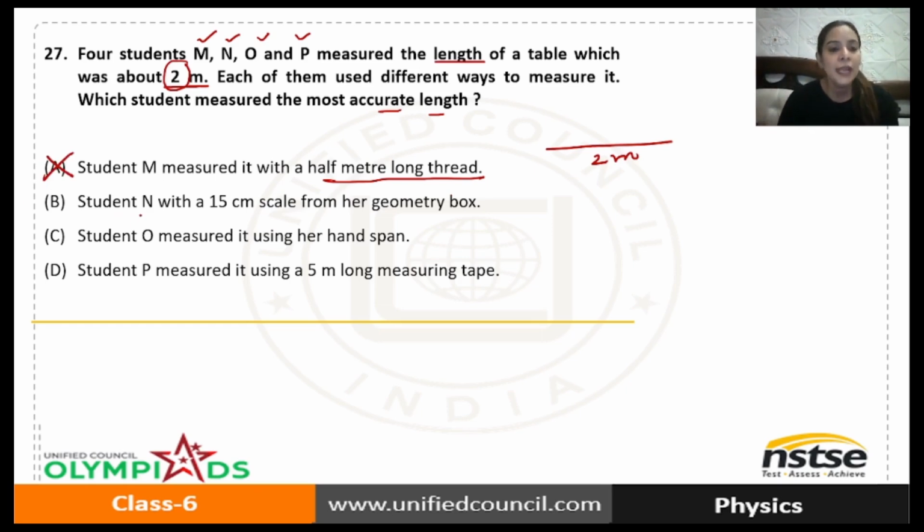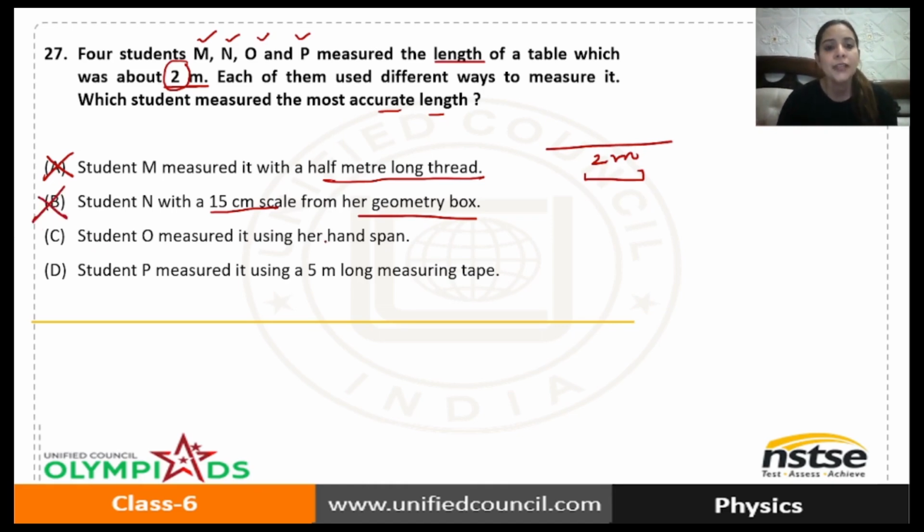Student N used a 15 centimeter scale from a geometry box. So he used a scale which was 15 centimeter. Here the table length is 2 meters. So obviously again he has to pick it up and then measure again. He will be measuring different small distances and then adding them. So obviously the result won't be accurate in this case also.